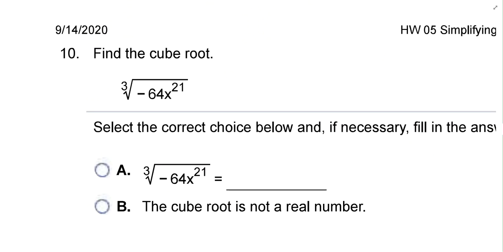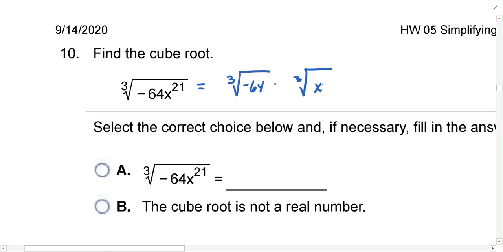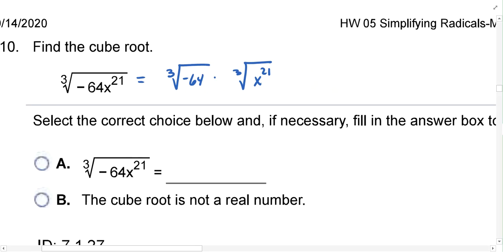So now the work starts to get fun, and one technique that I'd like to share with you is that it's entirely permissible to break this radical into 2 parts. So if we wanted to find the cube root of negative 64 and then the cube root of x to the 21st power, that's perfectly fine. That's a property of radicals that does hold true.